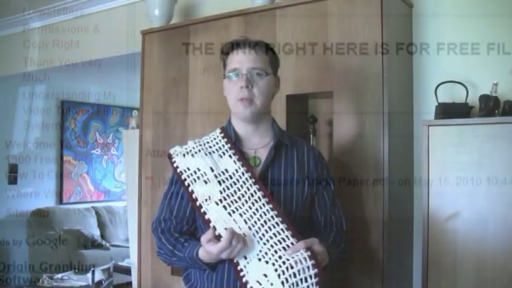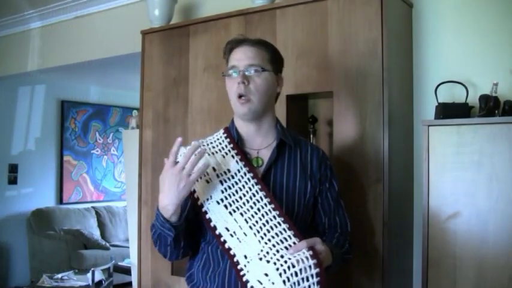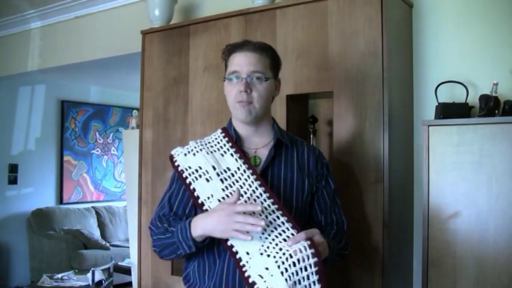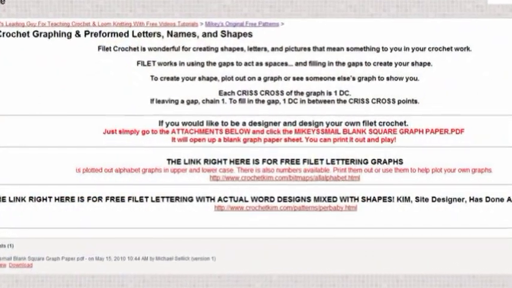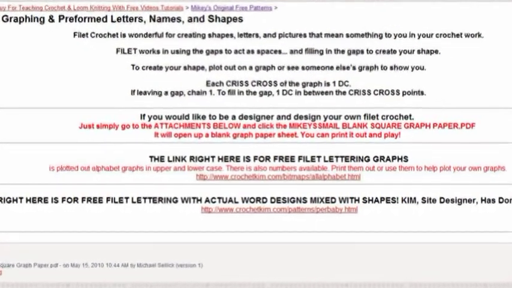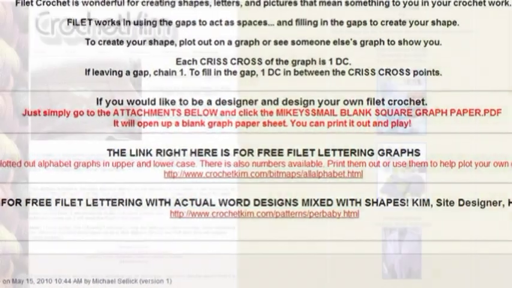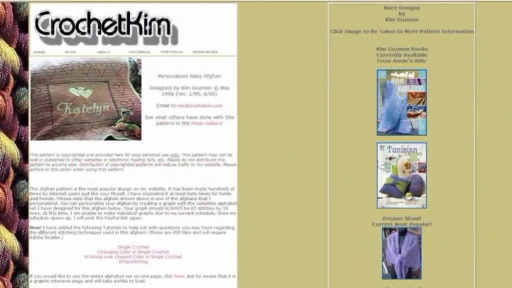If you want to create a name that is not well known or is unusual, like maybe Zoe, and you can't find that name online, you can just take graph paper, plot out the name on the graph, and then begin to filet crochet. Also, there's a secondary link, and it's a lady that has provided the entire alphabet in graphing format. She has also provided a few names and some shapes, so you can begin to work with her on that.